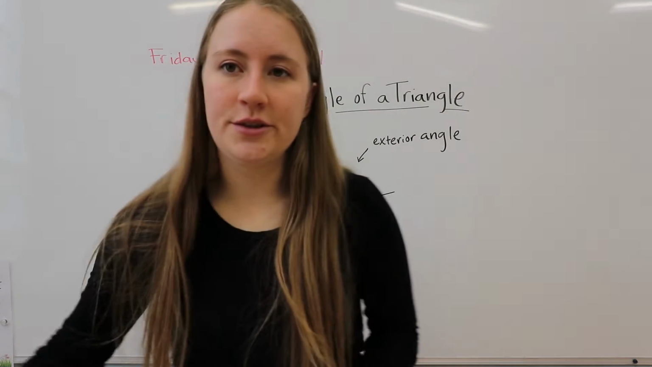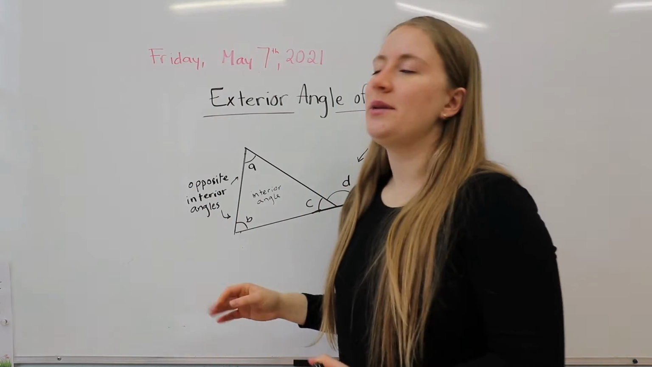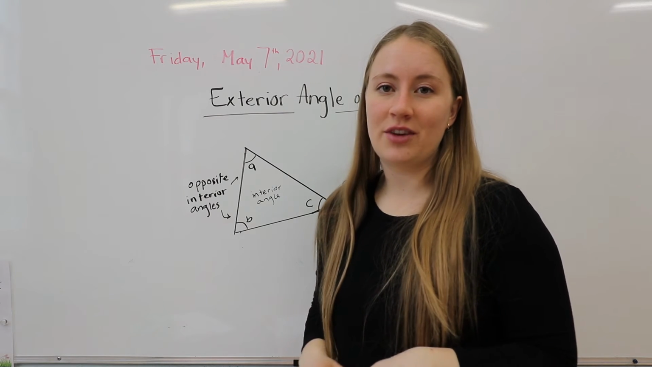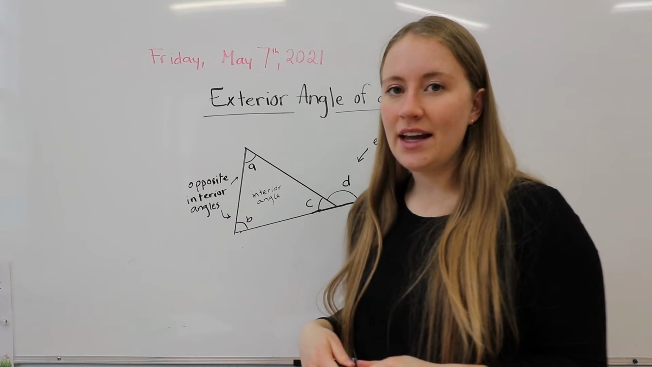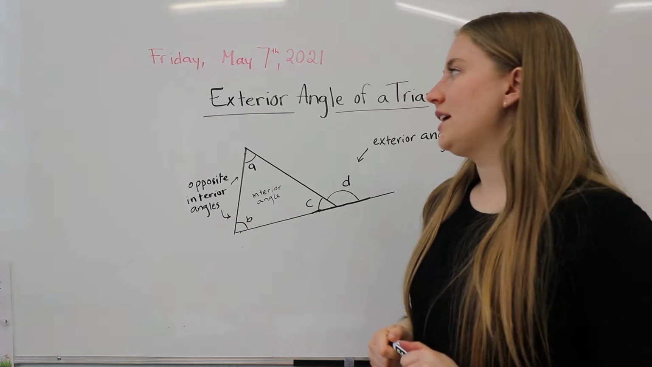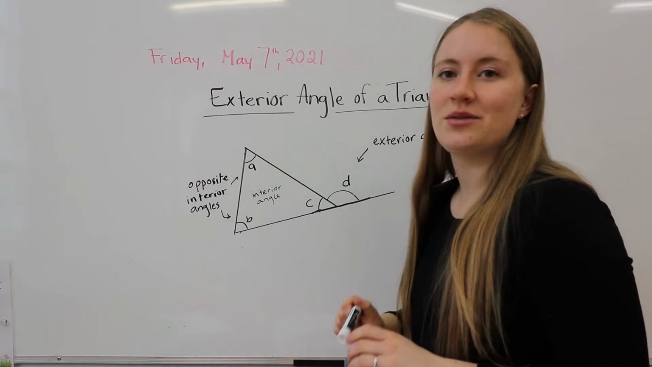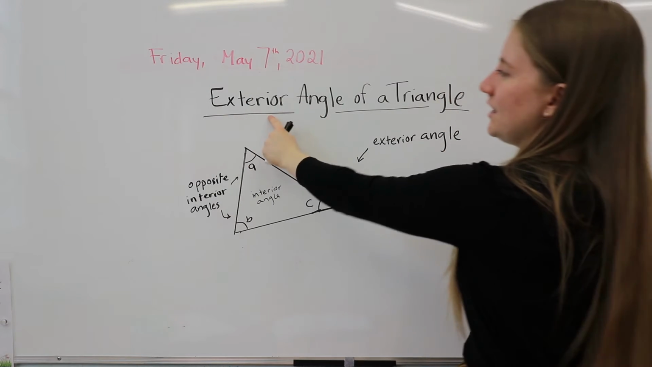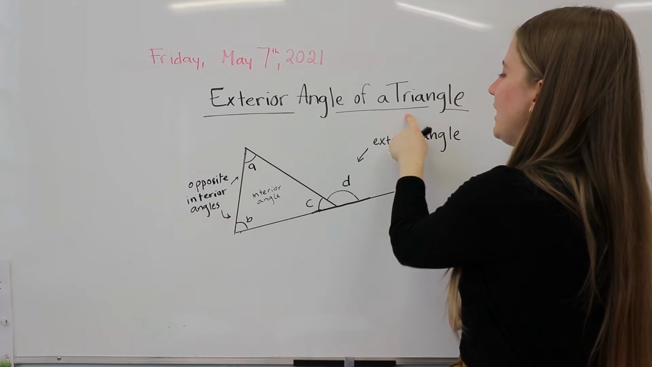And so I want you to get your spiral book out and please write the date and the title. You can continue it on the page that we've been writing triangle rules on already if you'd like, but please make sure that you have these 2 things, and you're welcome to start a new page if you want to as well. So it's Friday, May 7th, and our title is Exterior Angle of a Triangle.